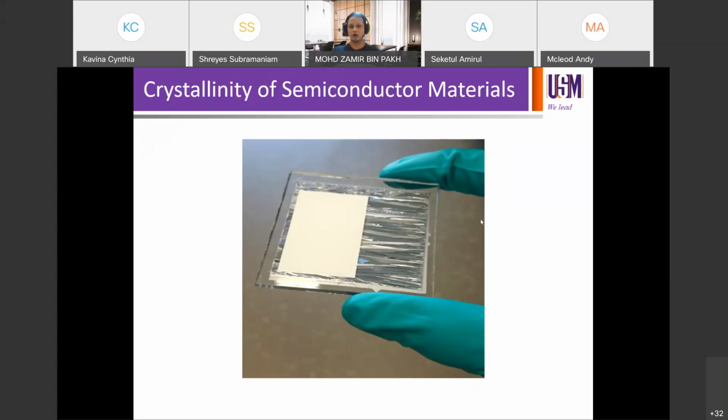Mono or poly or amorphous? This one on the right, the gray area. What do you think? Anyone? Poly, mono, poly, amorphous. So I see majority poly. Majority said poly, right? Anymore? One amorphous, one mono.